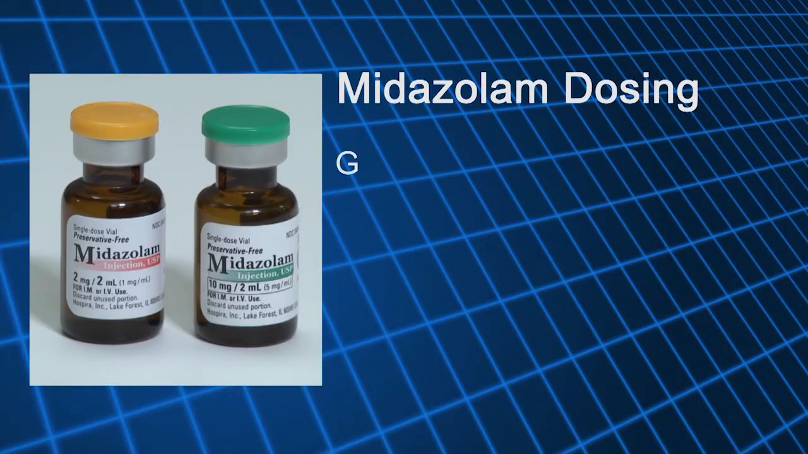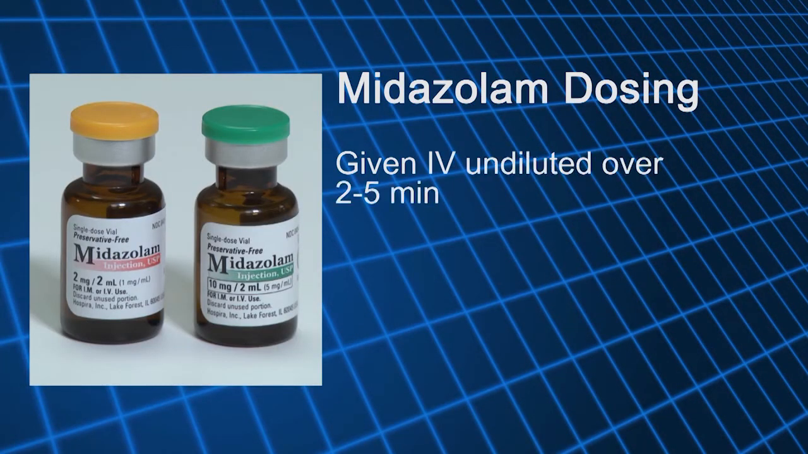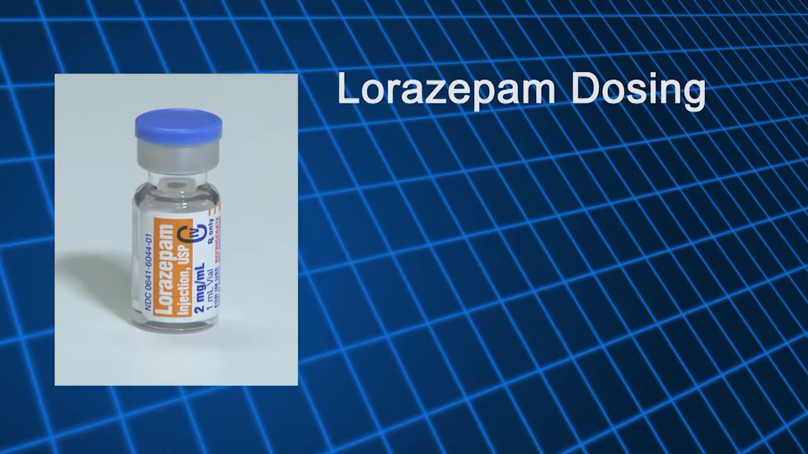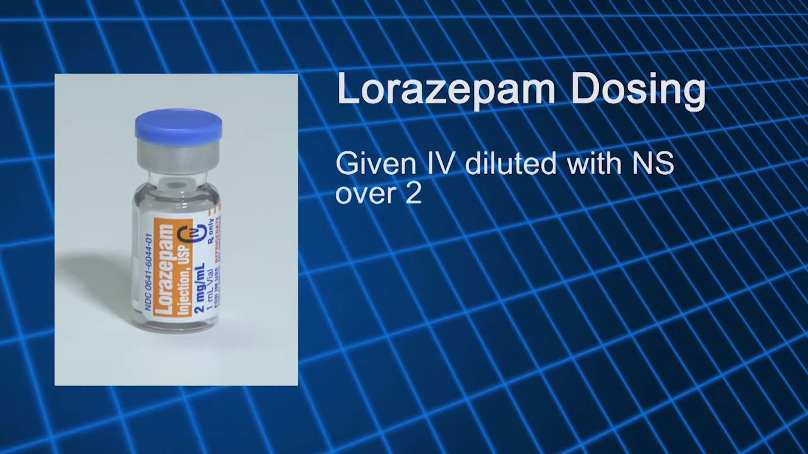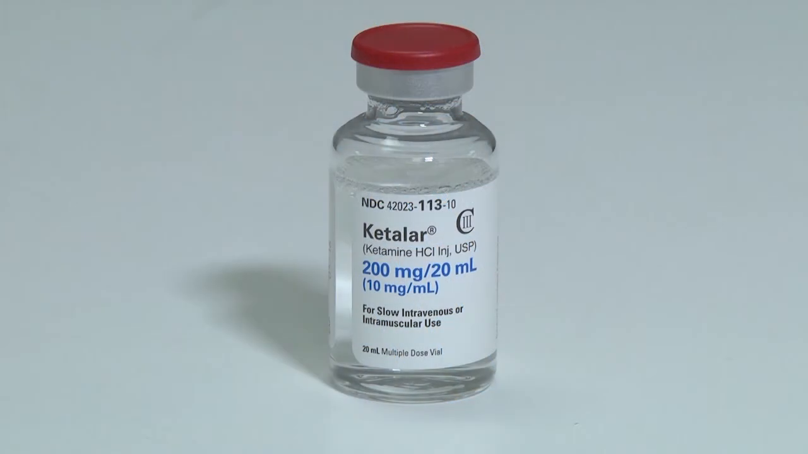Benzodiazepines are often used. Midazolam should be administered IV, undiluted, over 2 to 5 minutes. Lorazepam should be administered IV, diluted with normal saline, then given over 2 to 5 minutes. Ketamine can provide analgesia during rapid sedation without decreasing respiratory function. This is the preferred agent for asthmatic patients.